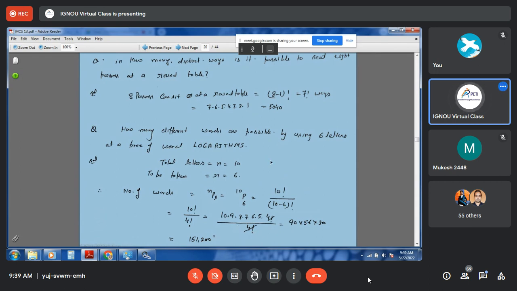If there is all, then which formula do you use? n factorial divided by r1 factorial, r2 factorial, and so on. If he says by using all 9 letters, 8 letters, 7, 6, 5, 4, 3, 2, 1, you will use this formula. So that is the difference in both the situations. And both the numericals are from the exams.